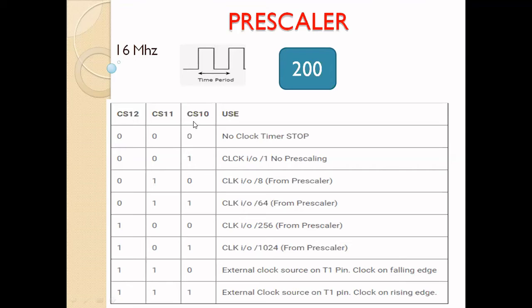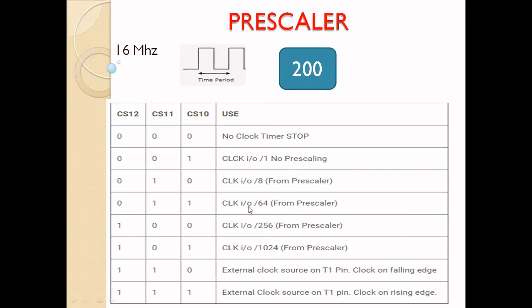Suppose I am initializing the value as 0, 0, 0. That means no clock, so the timer stops. Next, 0, 0, 1 means no prescaler, so directly this 16 MHz frequency is given to the timer. Next, if you give 0, 1, 0, it will divide by 8. So 16 MHz divided by 8 gives 2 MHz. That 2 MHz only is given to the timer of the Arduino.